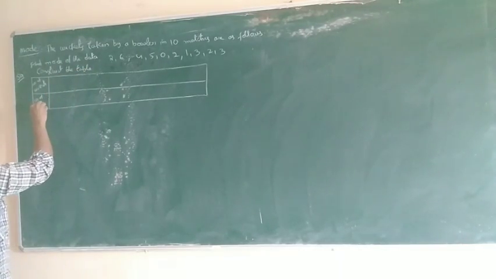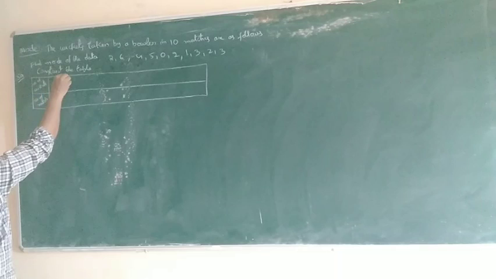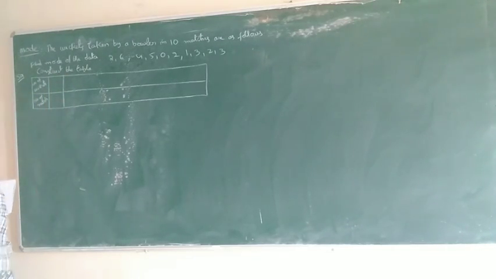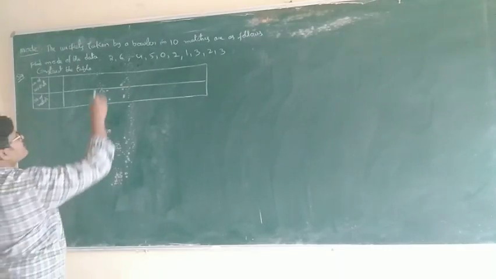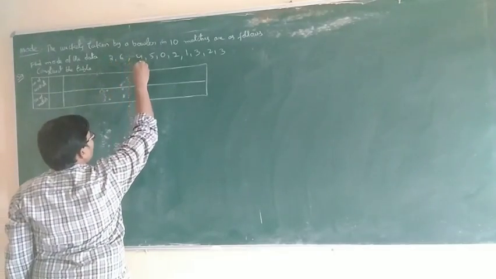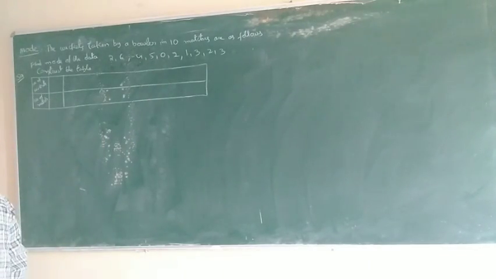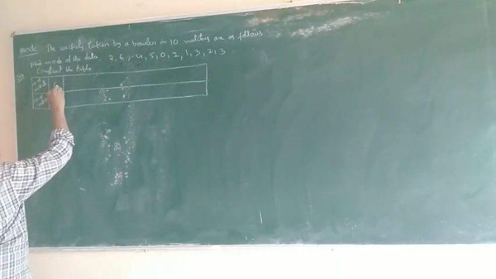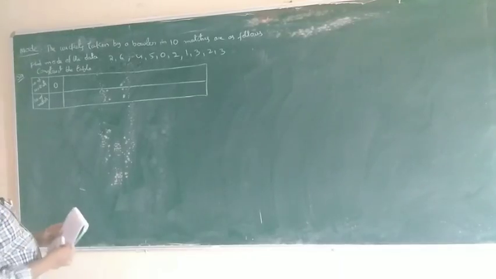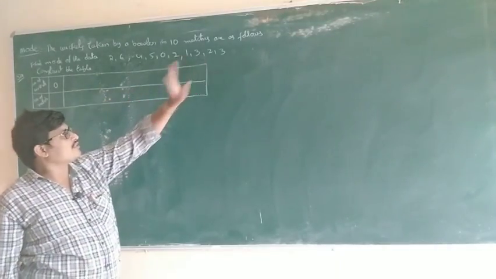Number of matches. First one, 0 wickets. Line number. How many wickets? 2 wickets, 6 wickets, 4 wickets, 5 wickets, 0 wickets. Okay, so number of wickets, 0 wickets. How many zeros? Only 1 zero.